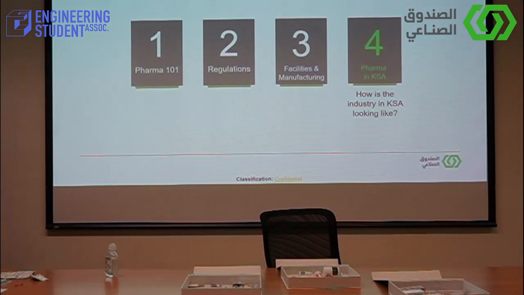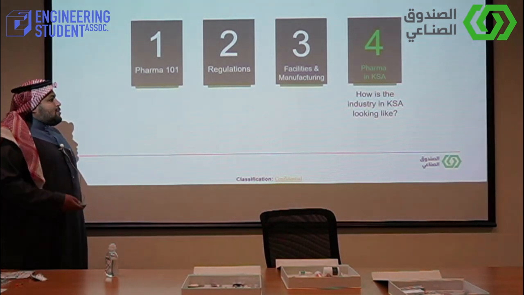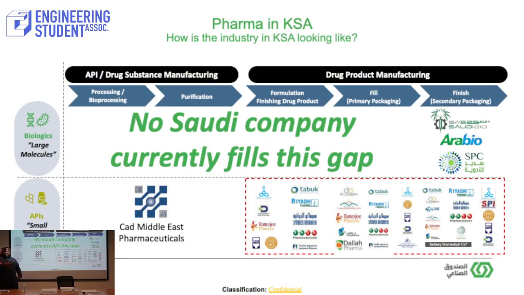Yes, sir. Okay, so in terms of the industry now in Saudi Arabia, this could be a question that is on everyone's mind. So I tried to make it a bit more visual to give you an understanding of where we're at. The pharmaceutical industry can be divided into two sectors, the biologic sector and the API sector. For the API sector, the chemical APIs, we have one API producer in the kingdom. But most of the investment that has come into Saudi Arabia, recently or in the past, has been in this region where they produce the drug product.